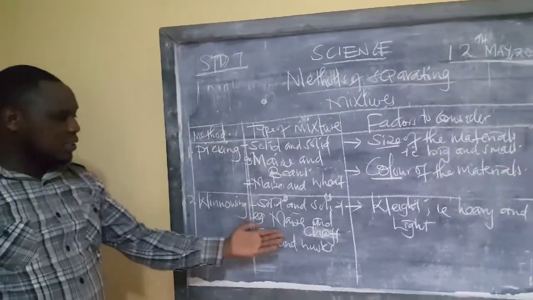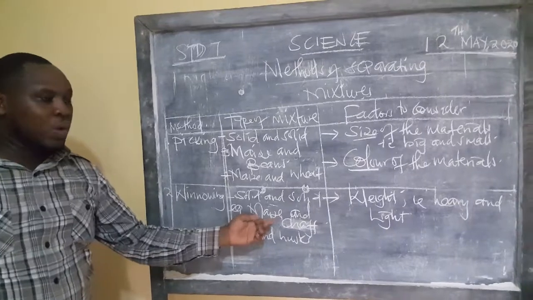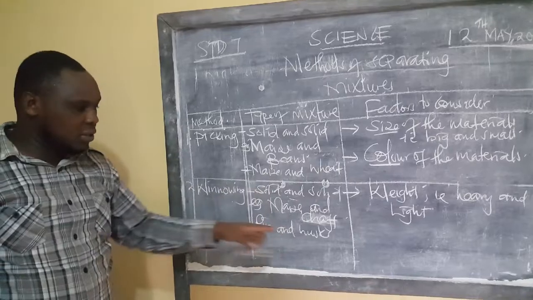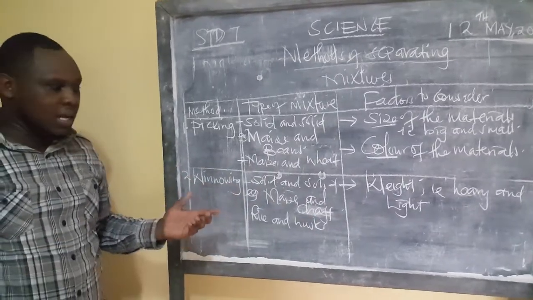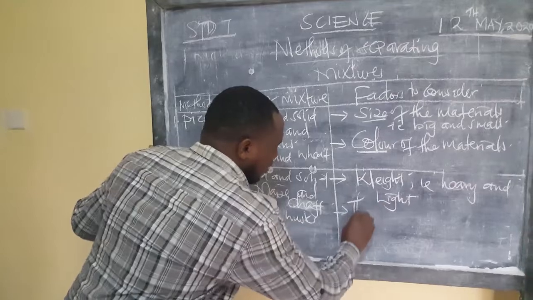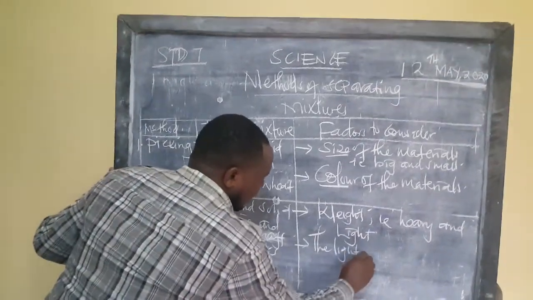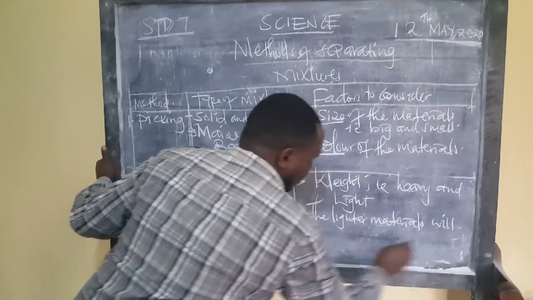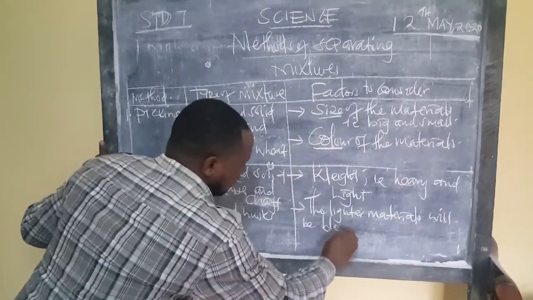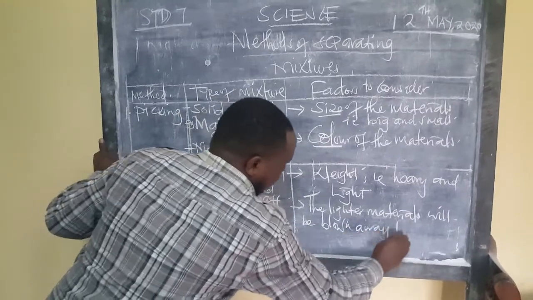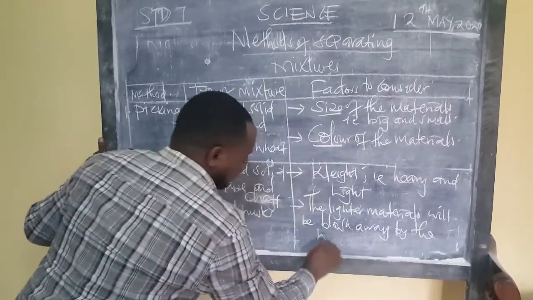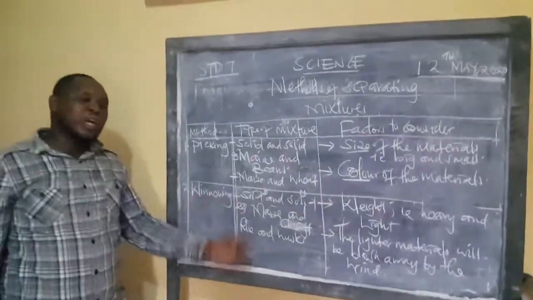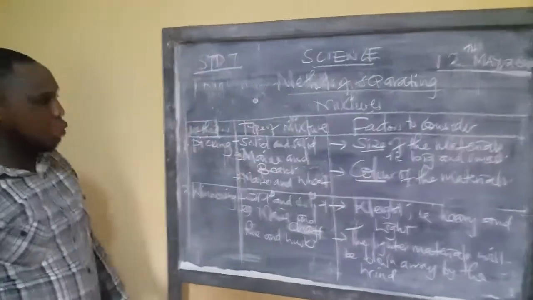So the one that is heavy, that is maize, will be left on the bigger plate you are using to throw up and down, and then the lighter ones, which are the chaff, will be blown away by the wind. So here we say the lighter materials will be blown away by the wind, and you'll be left with your maize or rice, and you start cooking it now because you have separated the two.